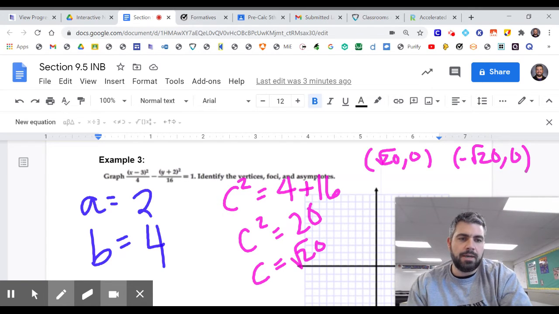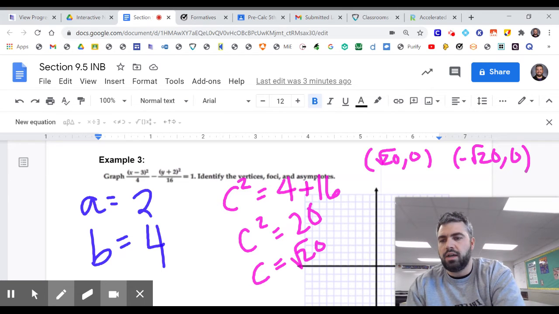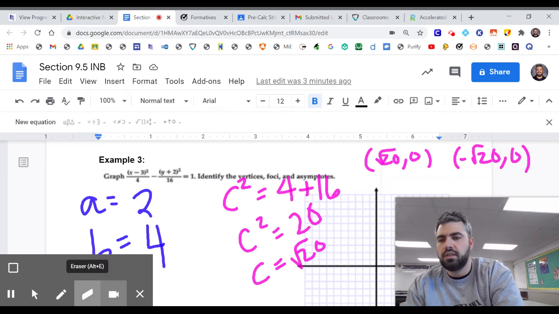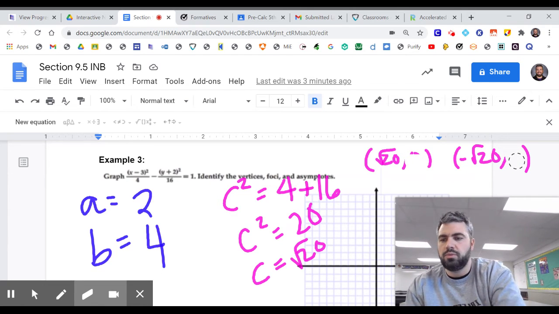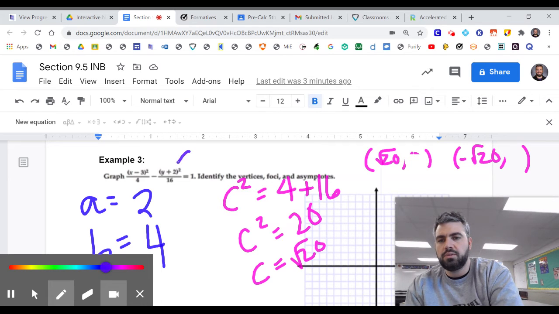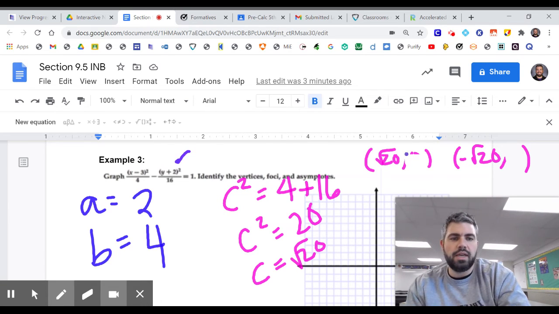Then obviously, actually, they're not going to be at 0, to be quite honest. They'll be at negative 2, because how do I know? From our center, which would be our horizontal change, which is that plus 3. So we'll be at negative 2 and negative 2.